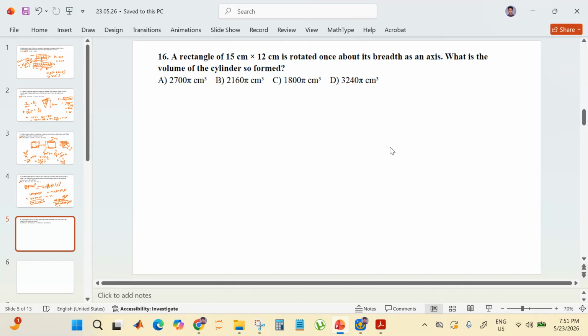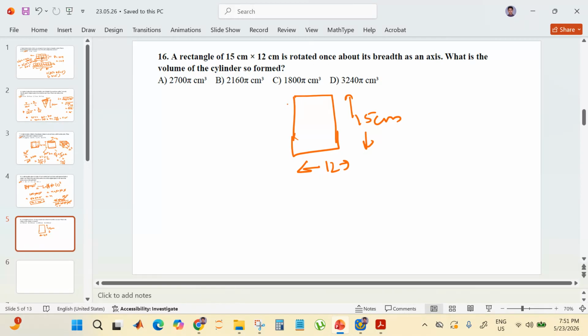Okay, a rectangle of 15 centimeter into 12 centimeter is rotated once about its breadth as an axis. What is the volume of the cylinder so formed? See, if we have a rectangle of 15 centimeter by 12 centimeter and it rotates once about its breadth as an axis. What is the volume of the cylinder formed?